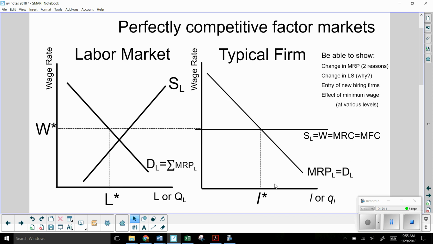You can play around with other shifts there. I presume it's not so difficult to see the effect there. If, for example, SL shifted to the left, you should be able to tell that wage rate increases, and both large and small L star would decrease.